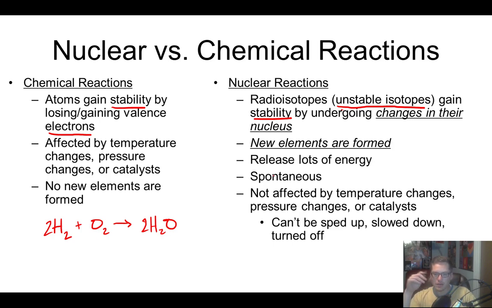Now, comparatively, nuclear reactions release a lot more energy, orders of magnitude more. Chemical reactions do release quite a bit of energy. Like the Hindenburg, you felt the heat from the Hindenburg because it was releasing energy.